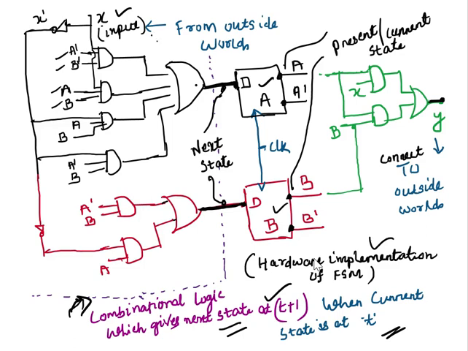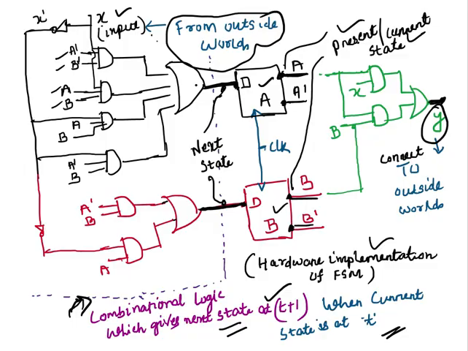This input is coming from the outside world. These are the outputs here, and this is also an output. This is the present or current state. This represents the present and current state, meaning the output of the flip flop. And then this is the output. This output here we are getting is Y.